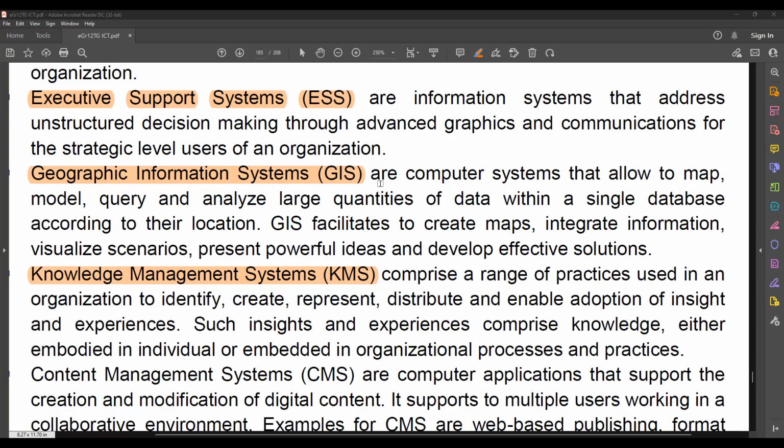Then the next one is knowledge management system. So in short, we call it KMS, right? Now, in this particular case, they are going to share the knowledge. Now, for example, when we become old, we know most of the time things happen in a way.